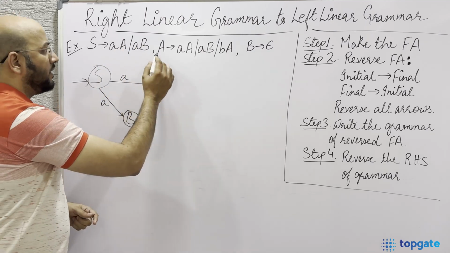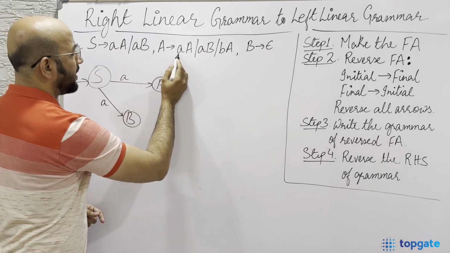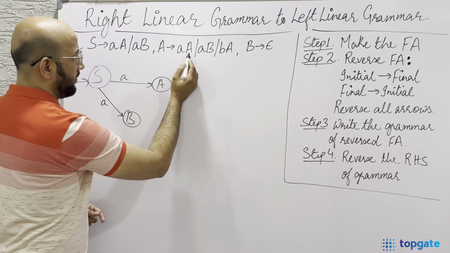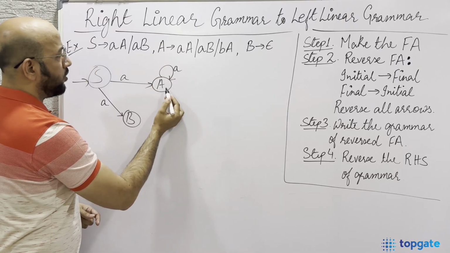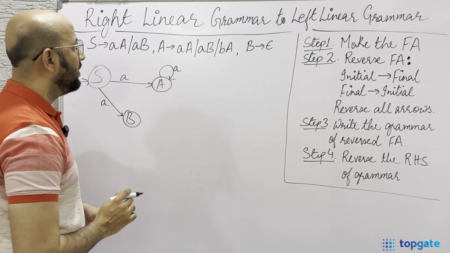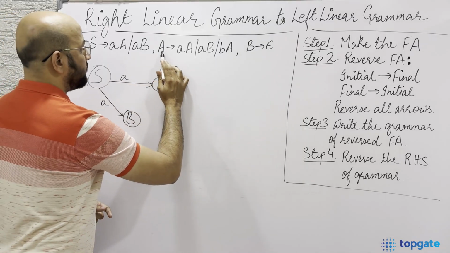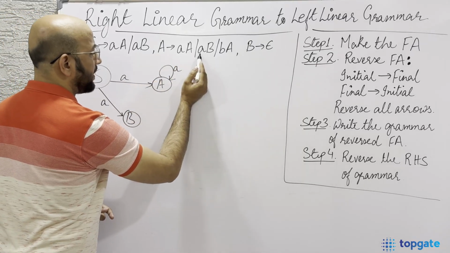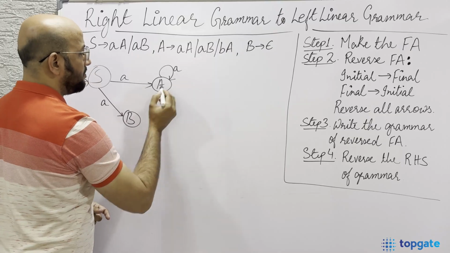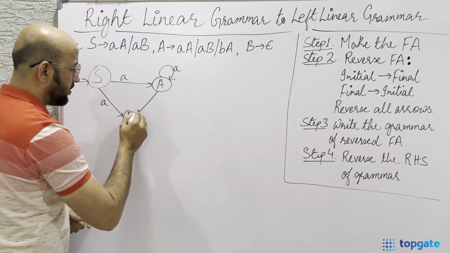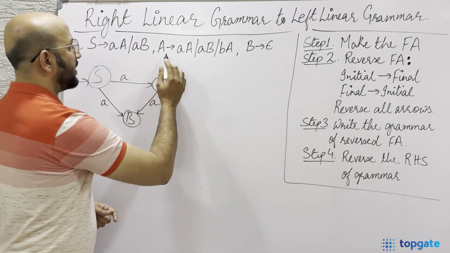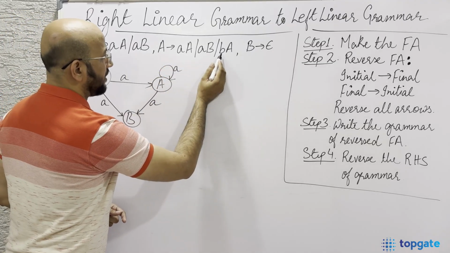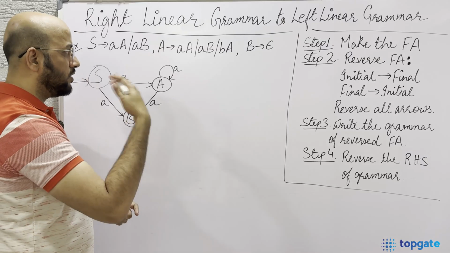Now let's move on to the A. A says with input alphabet A, you will move on to the A state only. That means it's a self loop. Clear? Then further it says from A, if you apply input alphabet A, you will move on to the state B. So I'll just connect this with B with input alphabet A. And then further it says that from A, if you apply input alphabet B, you'll move on to A only.